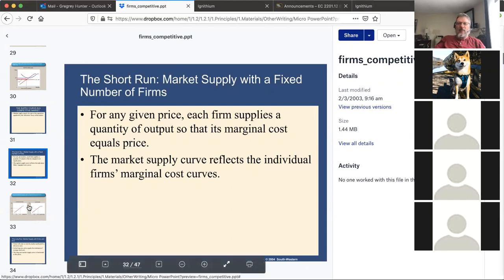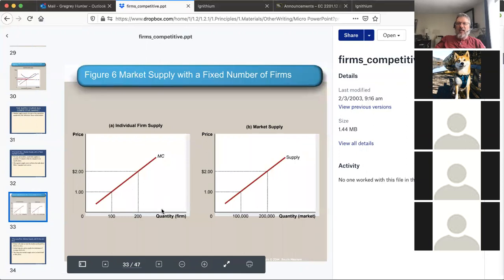So here's an example where, remember, we're dealing primarily with the marginal cost curve of the individual firm. That's its supply function, right? And so this example says, well, okay, if the price was $1, the firm would set price equal to marginal cost. It would produce 100 units, right?